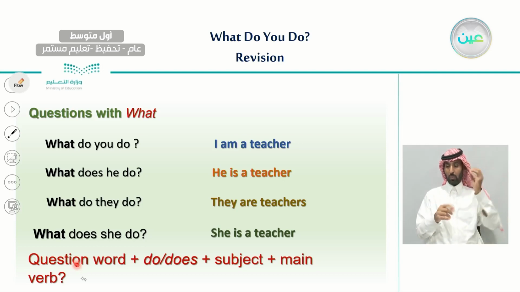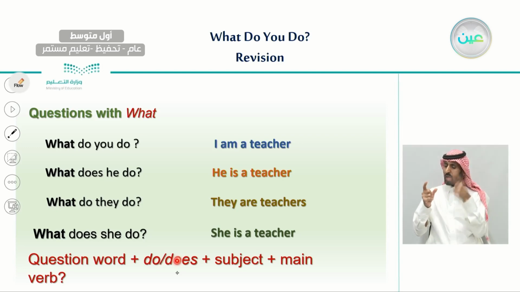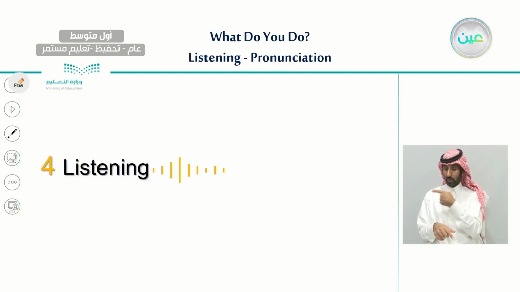We start with the question word, which is what in this case, and also we use either do or does, depending on the subject. After this comes the subject, and after this the main verb. So this is the same form for all different subjects, whether it's you, he, they, or she.